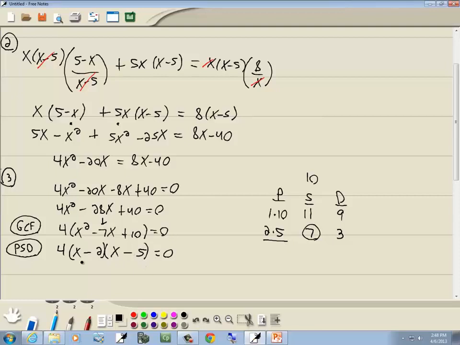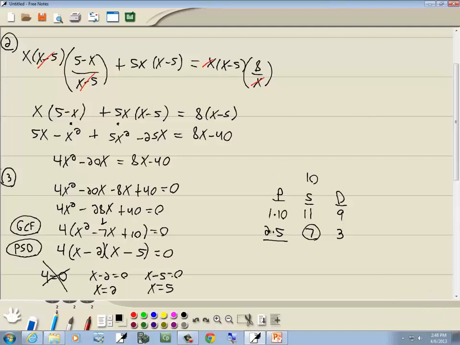Now the zero factor property says you get 0 on one side, you factor the other side, you set each factor equal to 0. Now it never does us any good to set the number equal to 0. So if I set 4 equal to 0, there's no x to solve for, so that goes nowhere. So we'll set x minus 2 equals 0, and x minus 5 equal to 0. And we get x is equal to 2 and x is equal to 5.